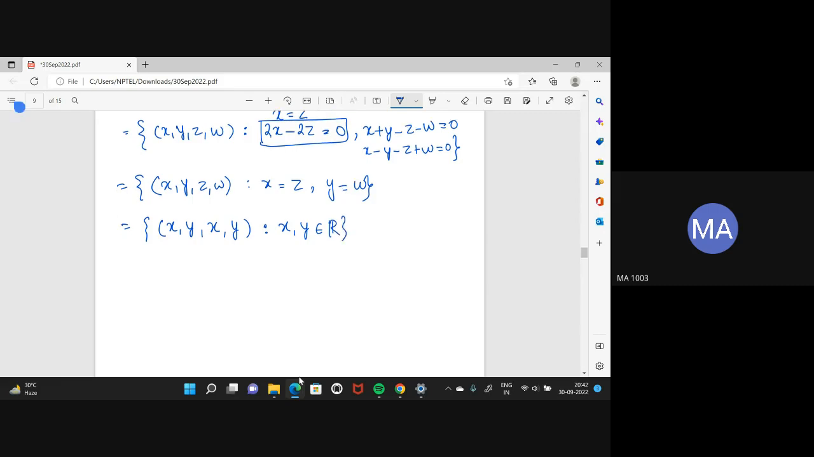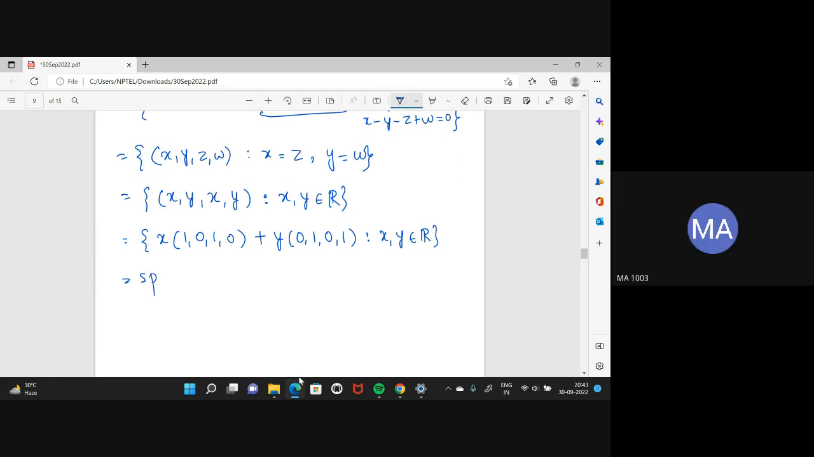So what is a spanning set? x times (1, 0, 1, 0) plus y times (0, 1, 0, 1). x and y can be anything. Right. So this is nothing but the span of those two vectors, (1, 0, 1, 0) and (0, 1, 0, 1). Will this be a basis?